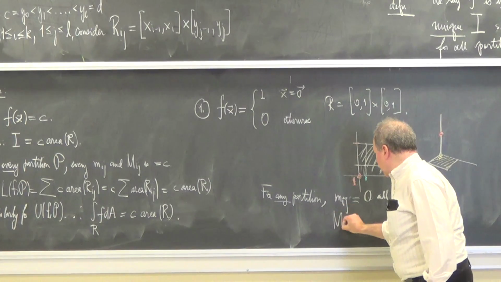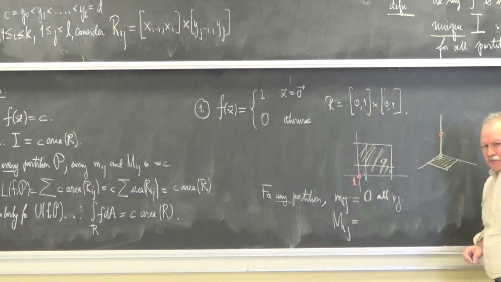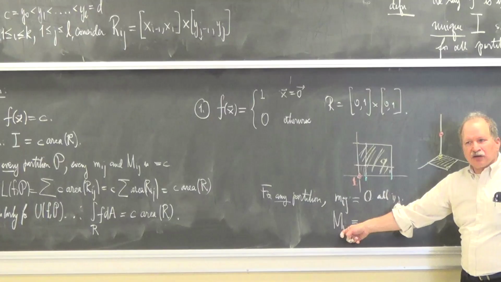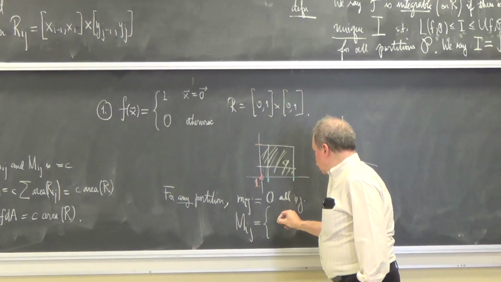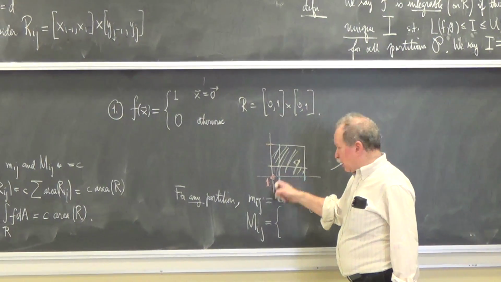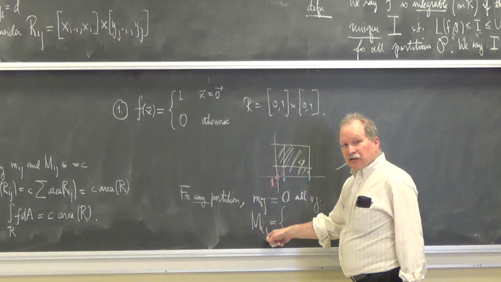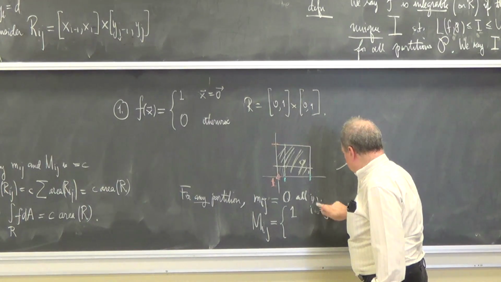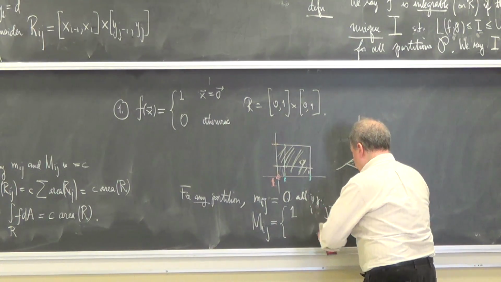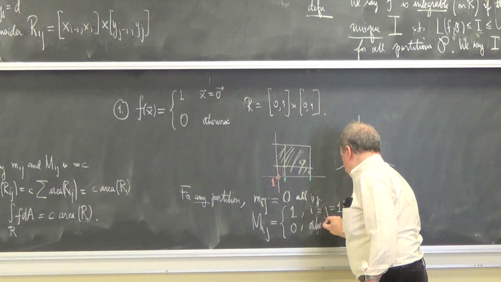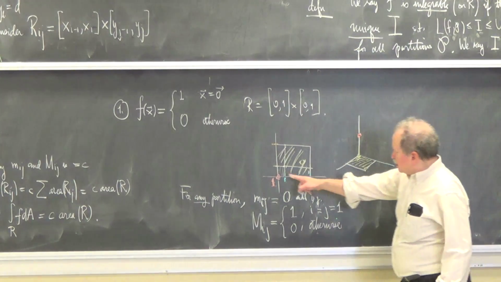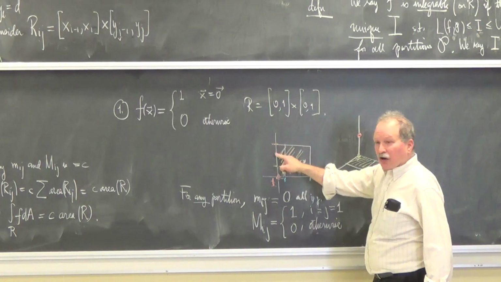And what do we know about capital Mij's? This is the values of the function. It's 0 everywhere, but maybe in the bottom one. So the very first rectangle, when both i and j are 1, you'll get a 1 there, and otherwise, 0. Because except in this first rectangle, the function's dead 0. So the sup is 0.